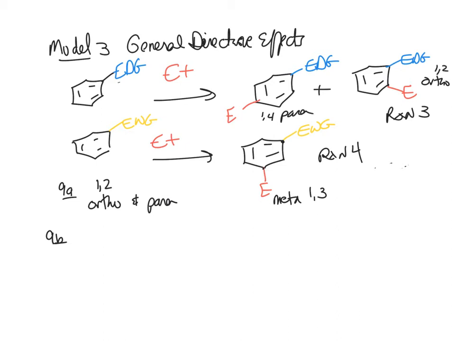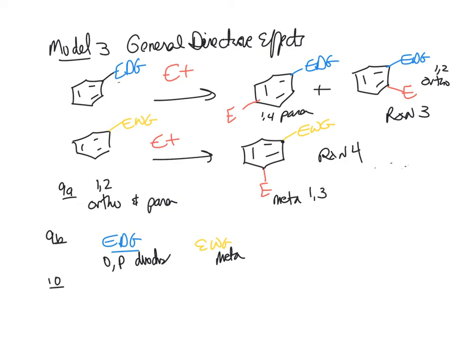What groups, electron donating group or electron withdrawing group, would be ortho-para directors? Did you circle electron donating groups? What groups would be meta directors? Electron withdrawing groups. So these are meta directors and these are ortho-para directors.